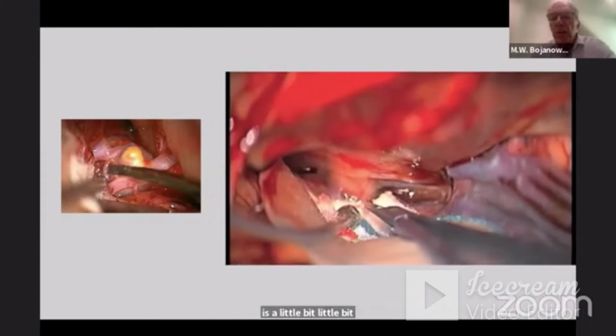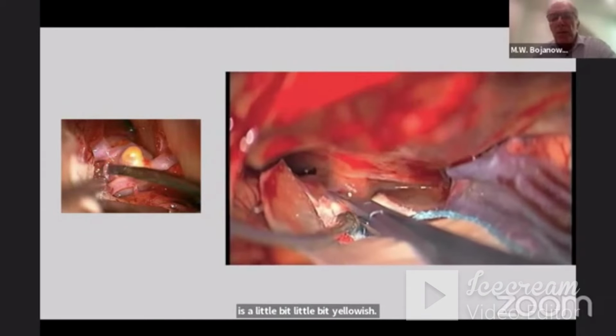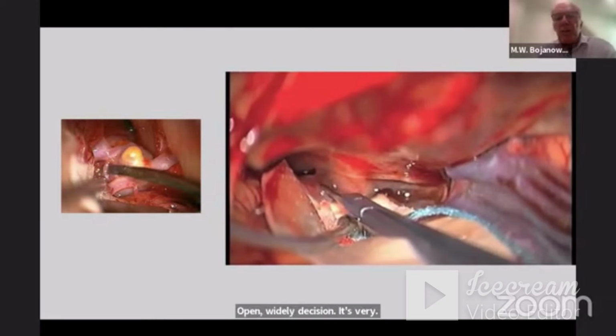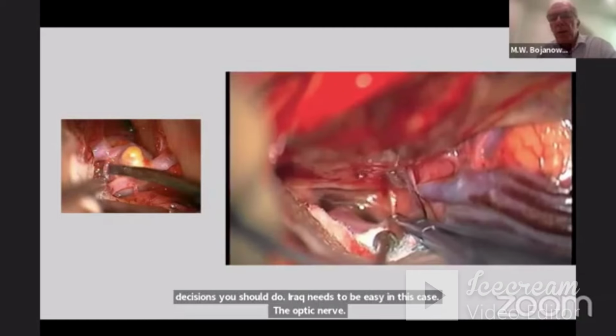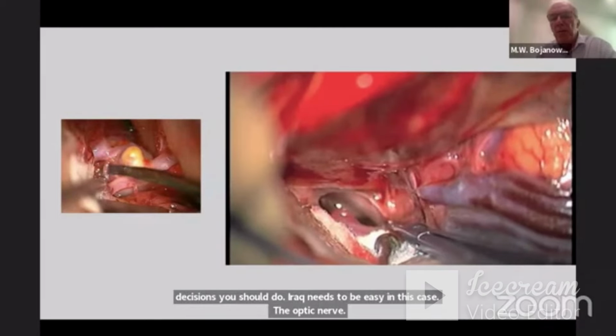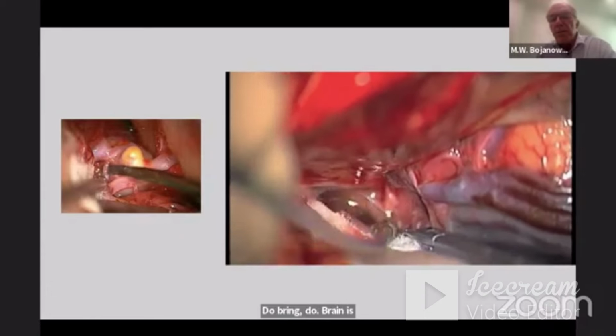Open widely the Sylvian fissure. It's not the Sylvian fissure, the arachnoid. It's very easy in this case. The optic nerve, the brain is well relaxed, and this helps in this situation. The carotid.